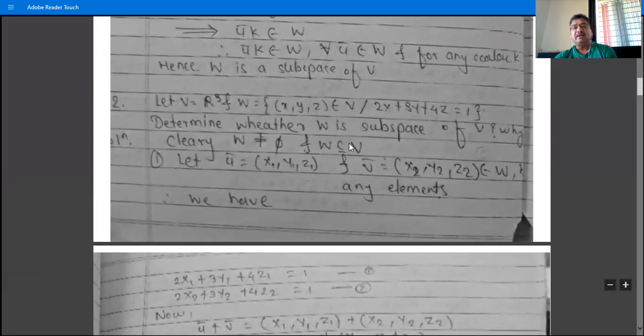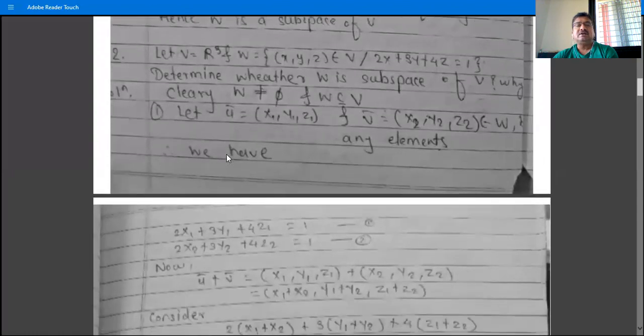Actually, W is non-empty and W is a subset of V. So W is not equal to phi, W is non-empty, and W is a subset of V, obviously, because the elements in W come from V. That is, it is a subset of V. And we have elements (x, y, z) such that this condition is satisfied. So we have many elements satisfying this condition.